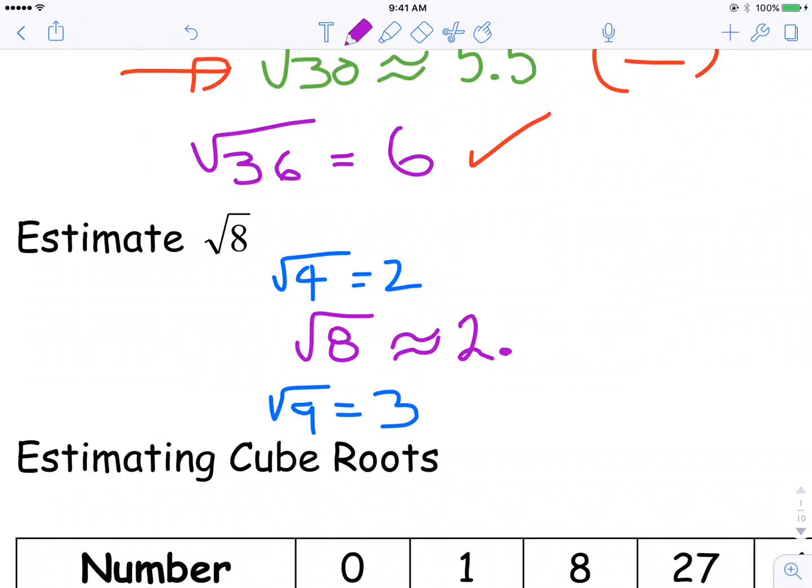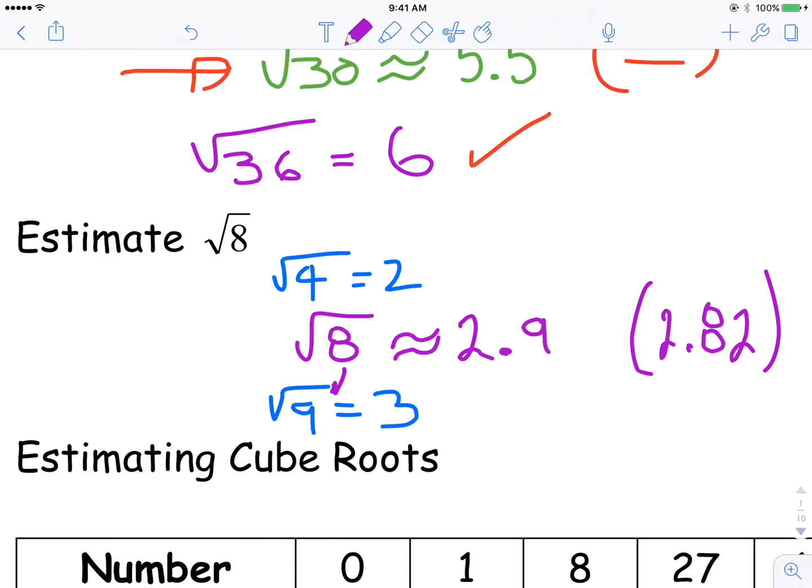Well, 8 is significantly closer to 9 than it is to 4. So I'd have to say that the square root of 8 is going to be closer to the square root of 9. So I could say it's going to be approximately 2.9. You could check it on your calculator. Second function, square root 8 equals 2.82. It's actually 2.82, so I'm pretty close.